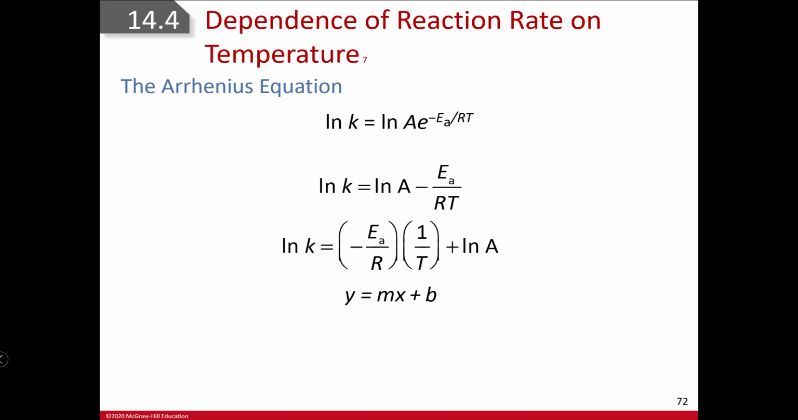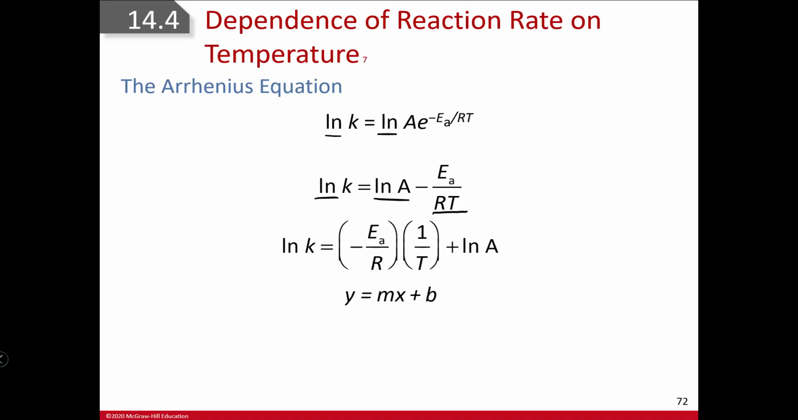All right, here we go. So the natural log is the inverse of e. Here's what we have. We take the ln of both sides, and what we get is ln of k equals ln of A, the collision frequency factor, and then the ln of e. Those are inverses, which brings what's in the exponent to the base, and we get negative E sub a over RT.